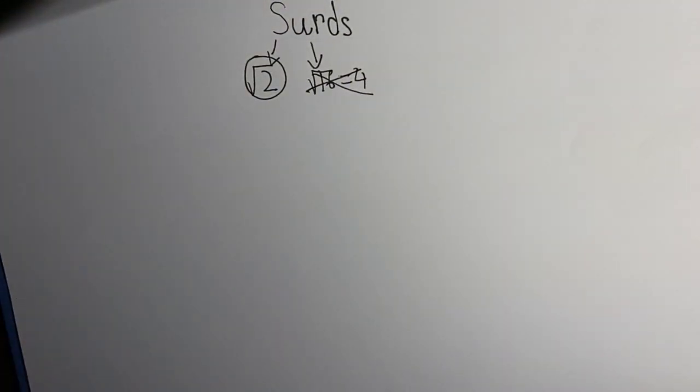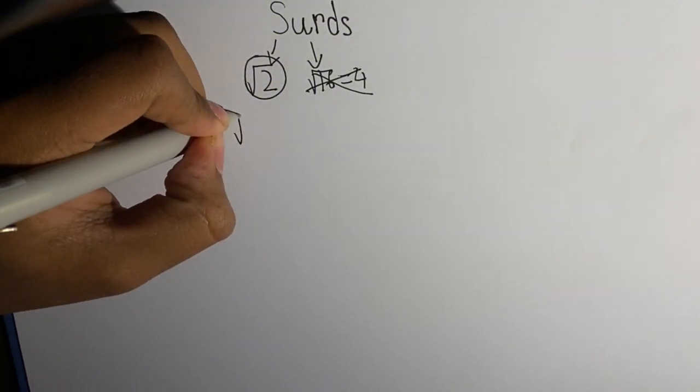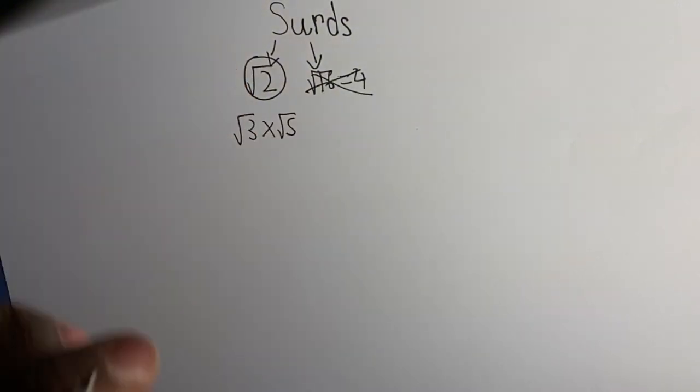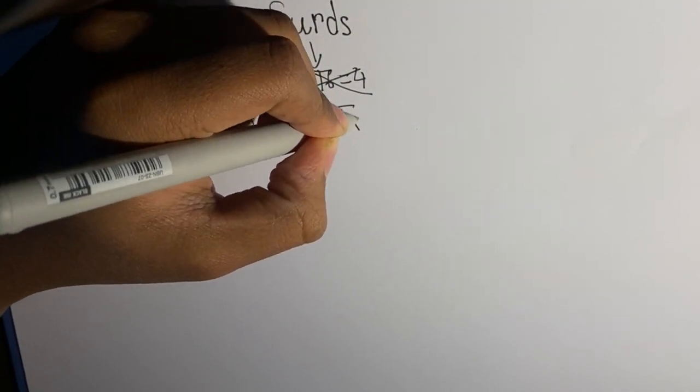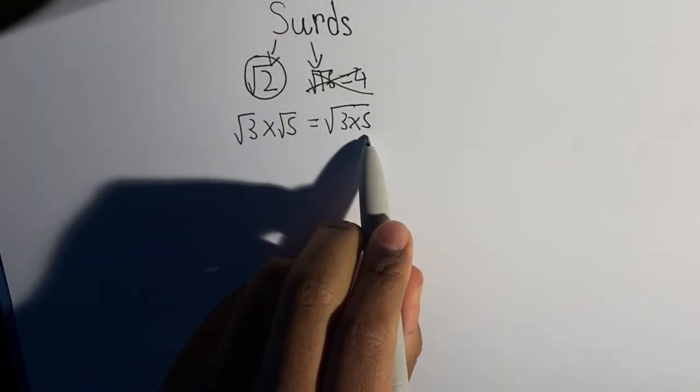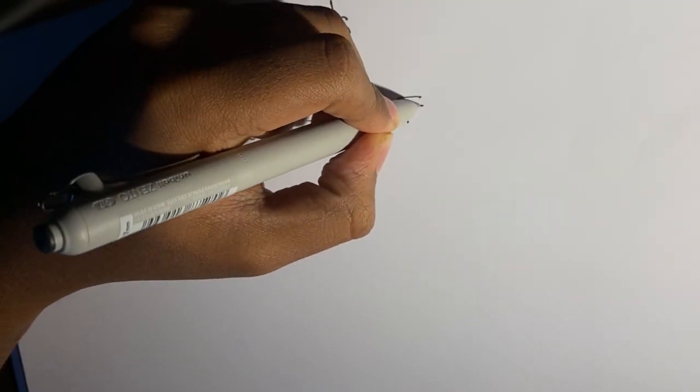So how do we do calculations with surds? For example, we have square root 3 times square root 5. When you put it together, you get square root 3 times 5, because these both are square roots, they both will come together. Final answer is square root 15.